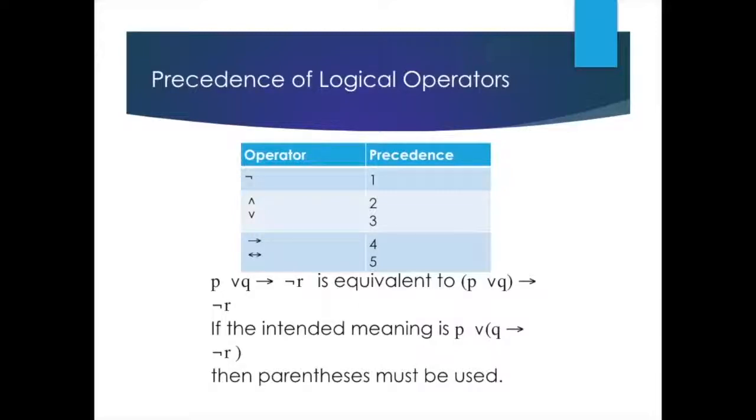So if you look at the statement P or Q implies not R, it is equivalent to having parentheses: (P or Q) implies not R. If the intended meaning is P or (Q implies not R), you can also convert this statement, based on the laws that we are going to study later on in coming classes, to a simplified formula. It's similar to when you say 5 multiply (2 plus 2) and then you say this is like 10 plus 5. You take the parentheses out and you put the outside variable inside the equation. So then the parentheses must be used.